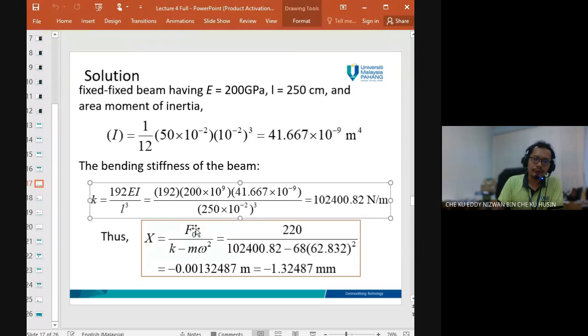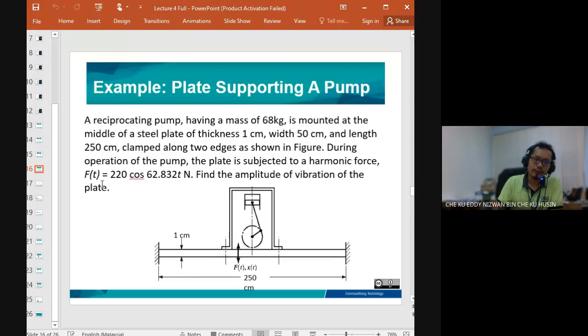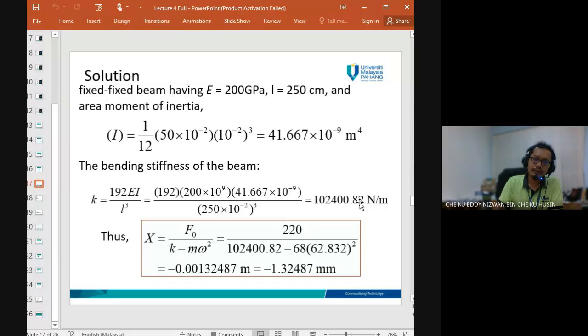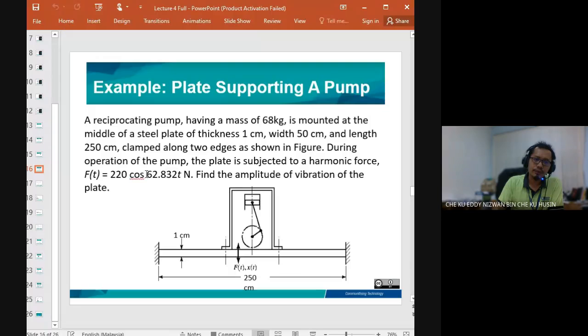So F naught, based on the given formula, is 220, and K is what we calculated. M is given, which is 68, and then this is omega. Omega depends on the excitation frequency, so 62.8π is already in radians per second. If the question gives you the unit in hertz, then you have to convert it. Omega is equivalent to 2πf.